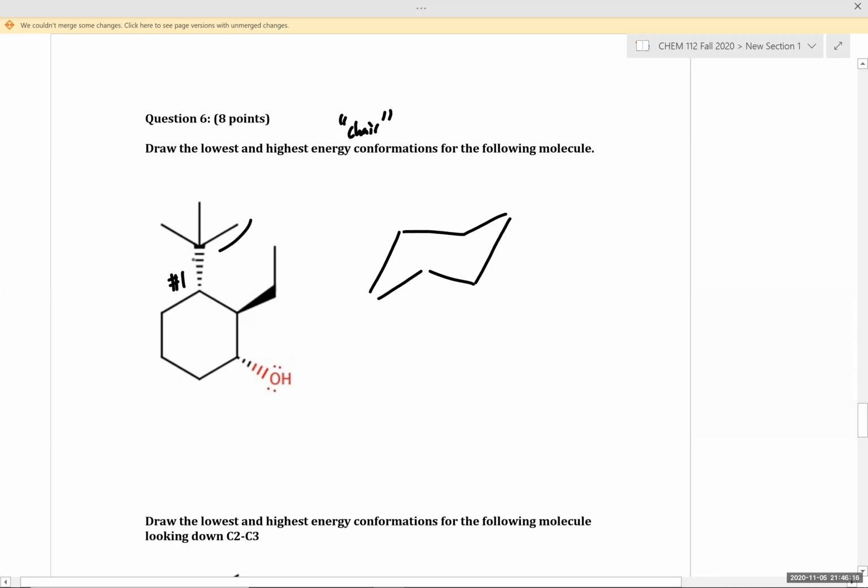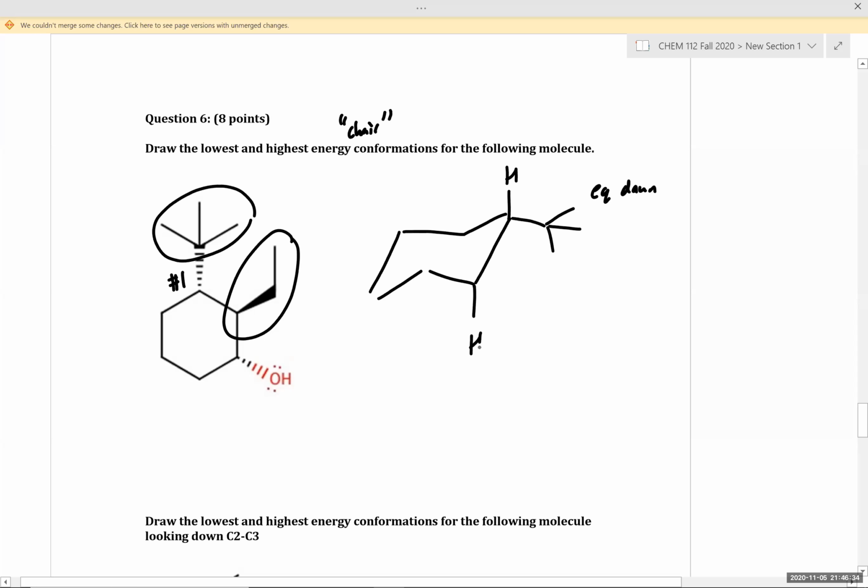So is this tert-butyl group pointing up or down? It's pointing down, right? So we're going to draw our tert-butyl group equatorial, pointing down. Okay, is this ethyl group pointing up or down? Up, so we're going to draw it as equatorial up. And this alcohol, is it pointing up or down? Down, so it'd be equatorial down.